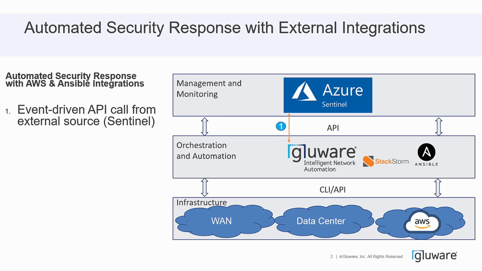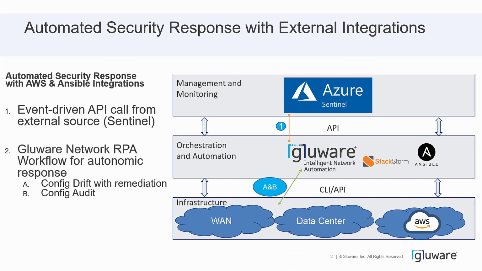What we were demonstrating in our demo is a couple of different actions to take inside of the environment. The first one is something that Mike has already demonstrated for us today, which is the ability for Network RPA to conduct a drift on the configurations from the equipment that it's monitoring and managing. And the second is to conduct an audit to determine whether or not that configuration is in line with the compliance standards of the company.